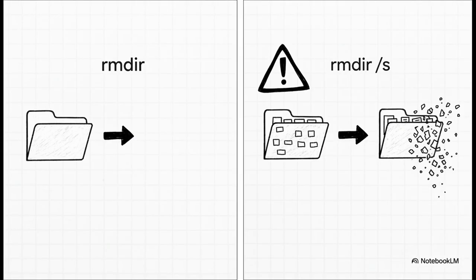Now, for every create, there's a delete. RMD removes a directory, but listen up, because this is a huge safety tip. By itself, it will only delete an empty folder. If you want to delete a folder and everything inside it, you have to add /s. And you need to be so careful with this command. There is no undo button, no recycle bin. When it's gone, it is gone for good.